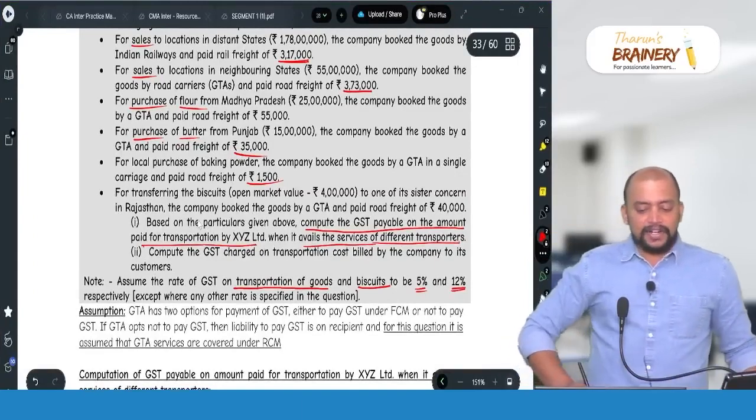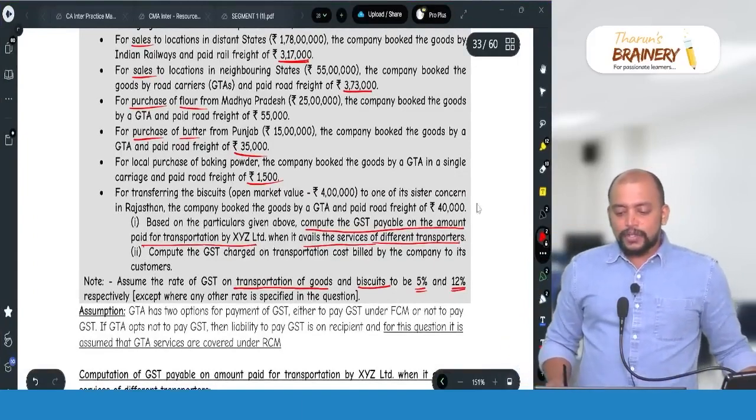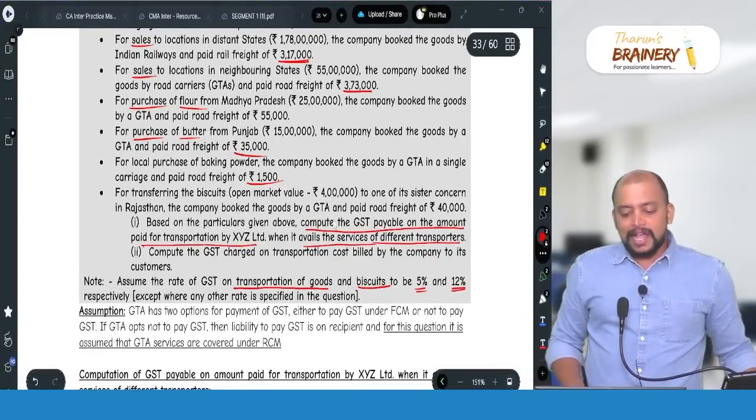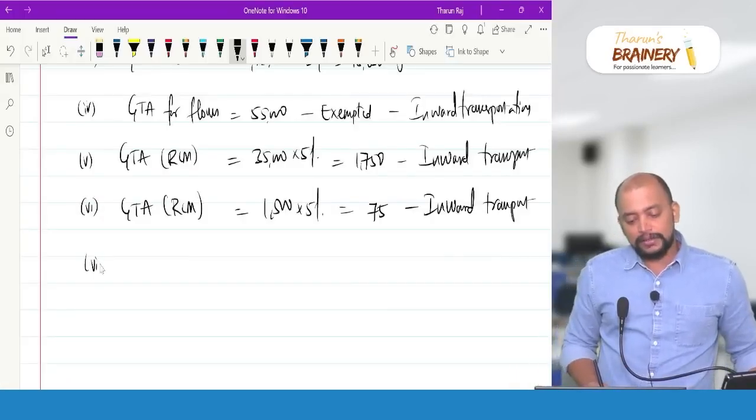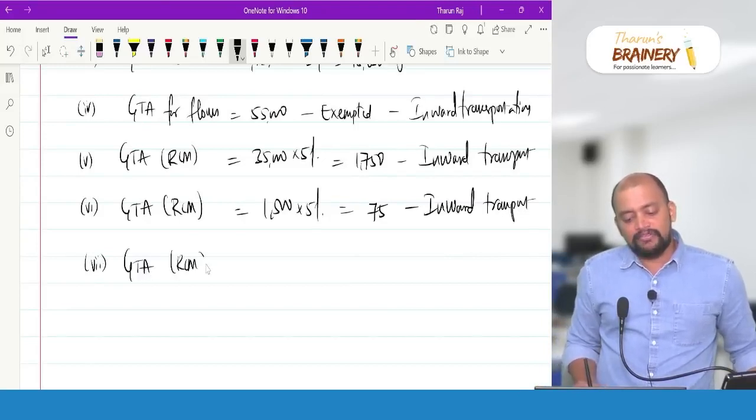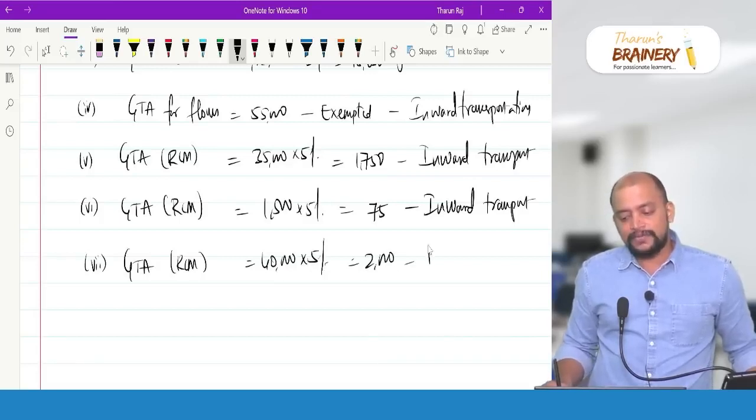Then, anything else, for transferring the biscuits to one of its sister concern? The company booked a GTA and paid road freight of 40,000. So that is also taxable. GTA RCM 40,000 into 5%, 2,000 inward transport.